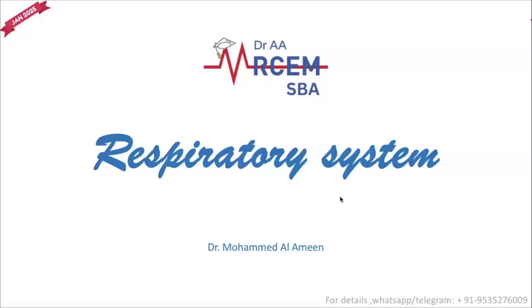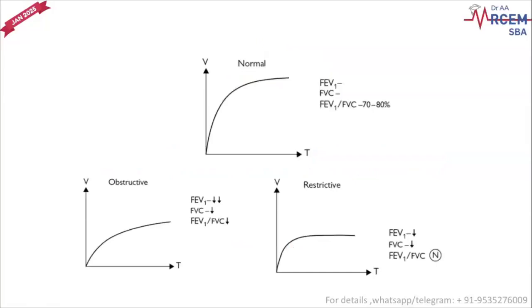Welcome everyone to the class on the respiratory system. We'll be seeing various obstructive diseases and restrictive diseases, as well as venous thromboembolism, in this class. First, looking at the obstructive and restrictive disorders, how do you actually differentiate them? How can pulmonologists differentiate them?